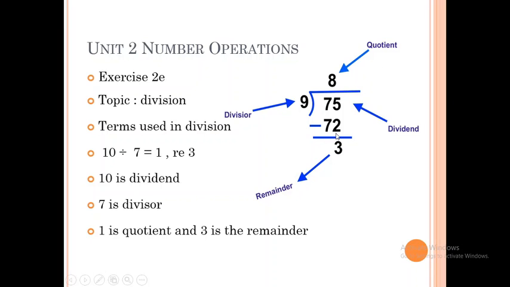Then after this division, the answer of the subtraction, the number that is left without division, that is called remainder. Either in this form or in this form, the terms are same. Here 10 divided by 7, answer is 1 and remainder is 3. So 10 is dividend, 7 is divisor and 1 is the quotient. 3 is the number which is left without division. It is called remainder.